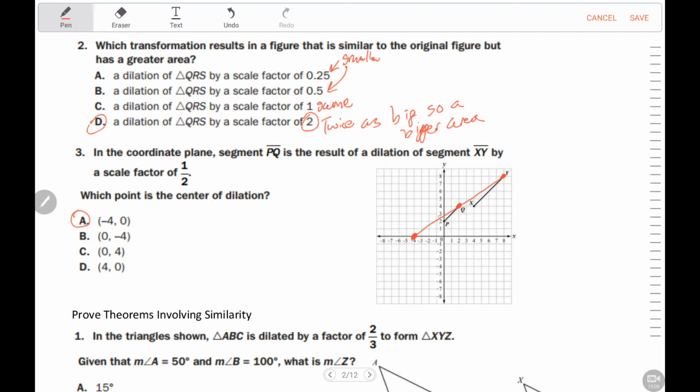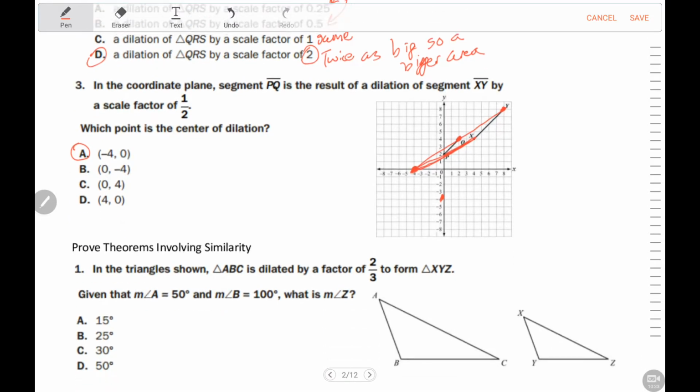Because 0, -4 would be like down here. And there's no relationship between those 2 points and these 2 points. Same thing with here. If you drew that line there, they would match up at -4, 0. So that's how you find your center of dilation. You basically just take 2 points, draw a line through it, and see where it matches up.